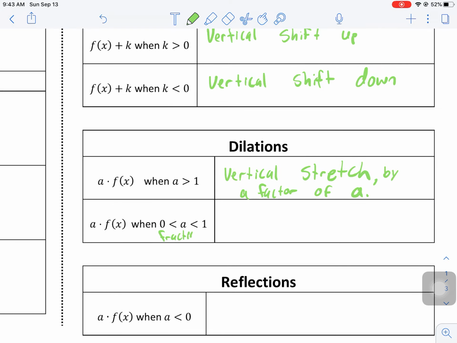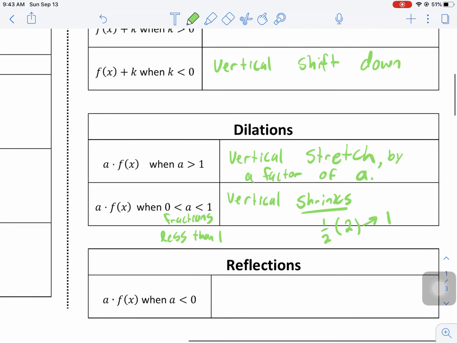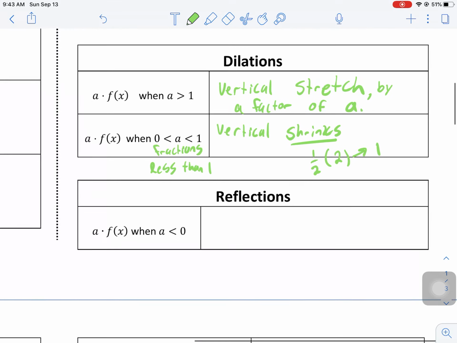So what are these? These are fractions less than 1. What does this do? These are called vertical shrinks, and again you could say by a factor of a. The reason that it's a shrink is because if you think about it, guys, if we take a fraction and multiply it by a whole number, what's that doing? It's making it smaller, right? So all of our fractions, as long as they're less than 1, are going to shrink our graphs.